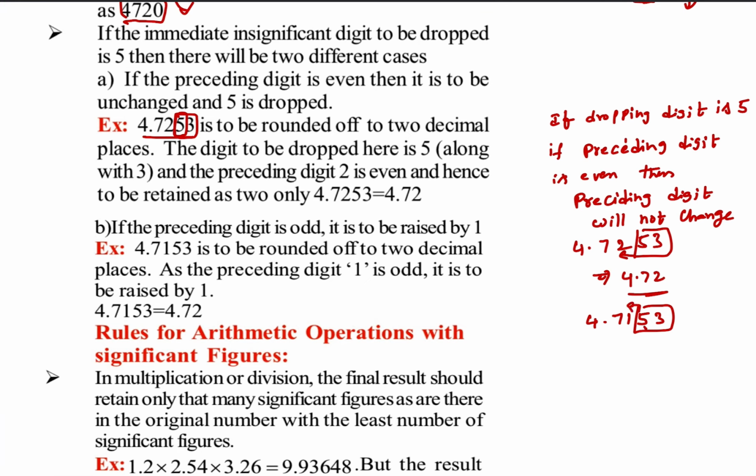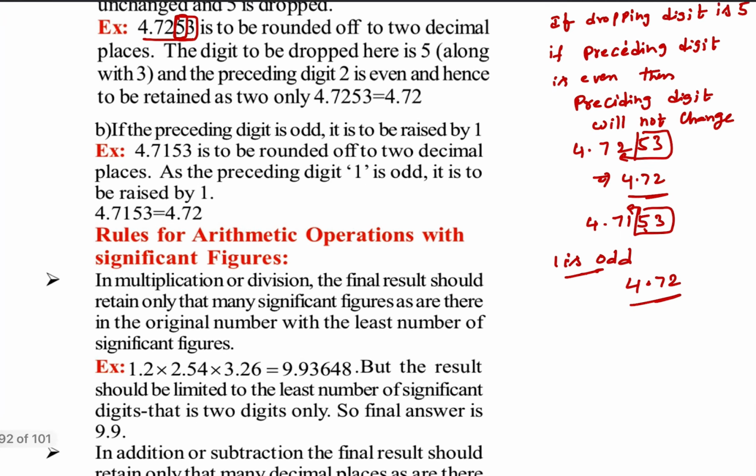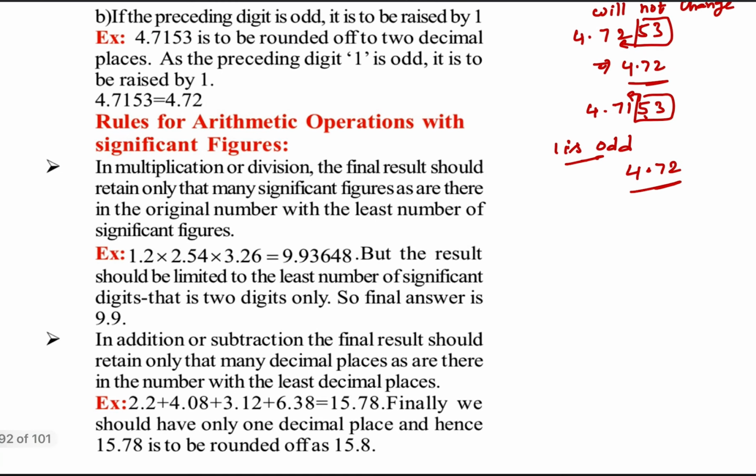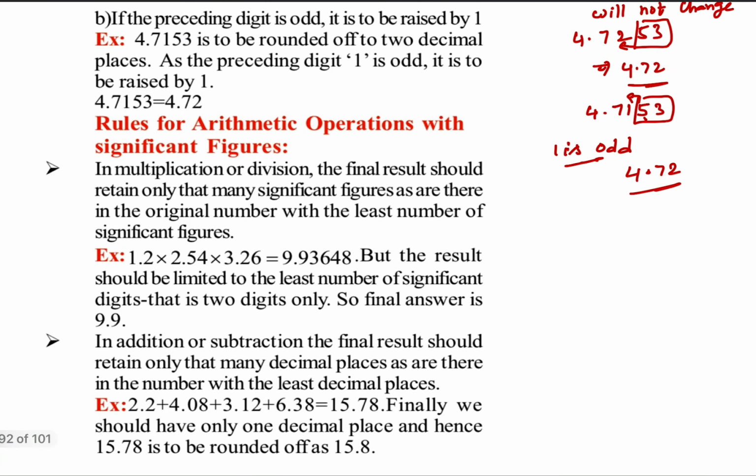Now if you take 4.7153, the dropping digit is 5 and the preceding digit is odd, 1 is odd, then it will be raised by 1. So it will become 4.72. If it is odd, it will be raised by 1. If the preceding digit is even, it remains the same.